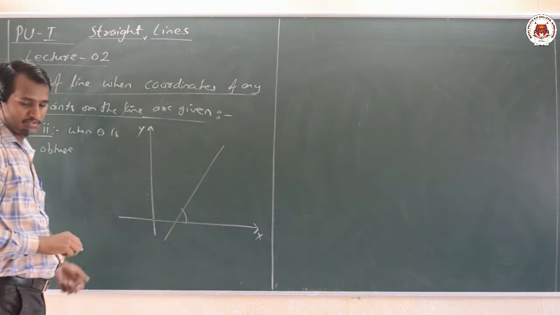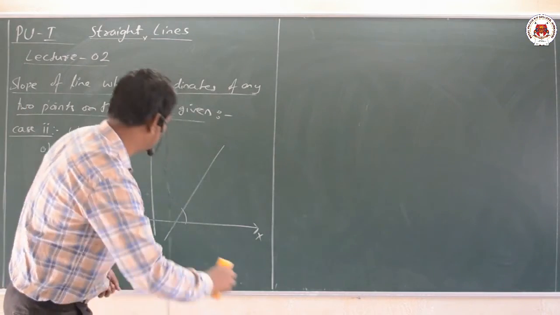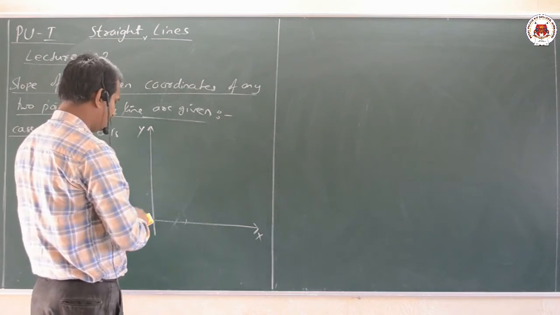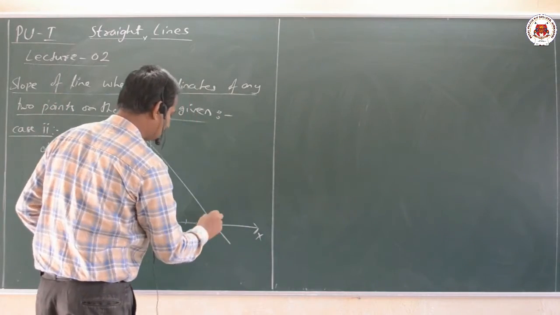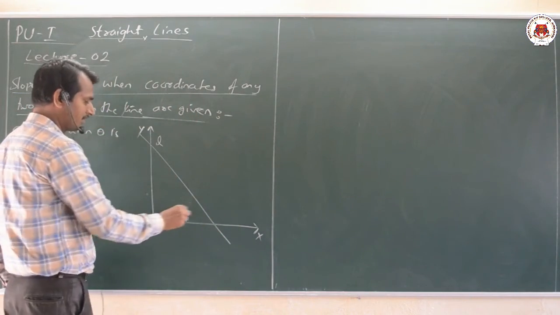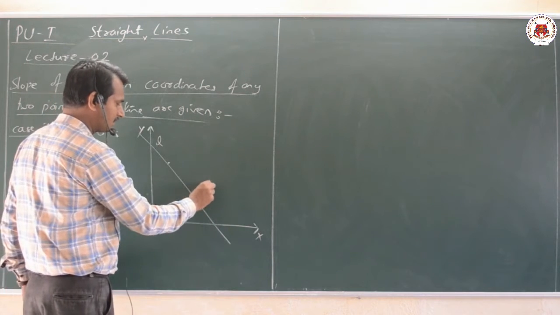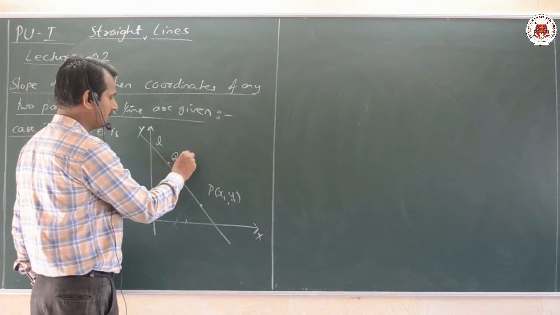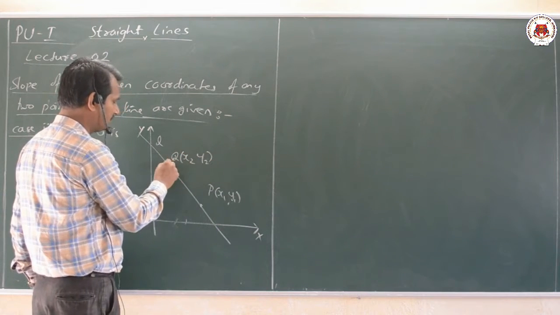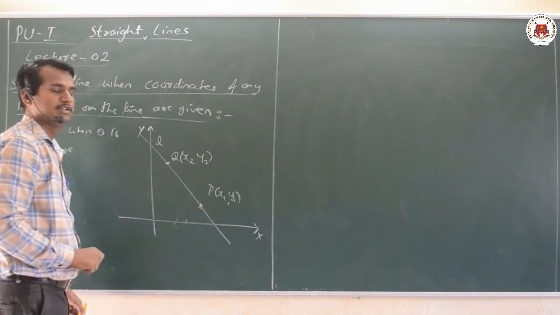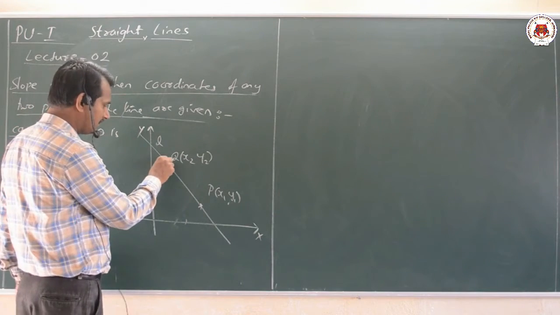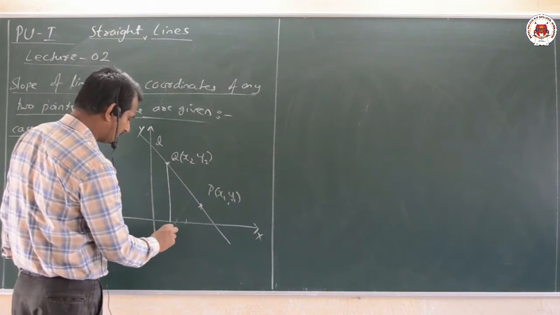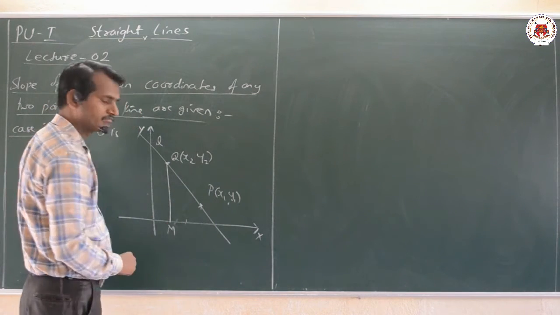When theta is obtuse, that means the theta value is more than 90 degrees. Now let us take a line L here. Two points we will take here: one is P, that is x1 y1, and the other is Q, that is x2 y2. Now I will join the line from P and Q to the x axis, and let us take that point as M.